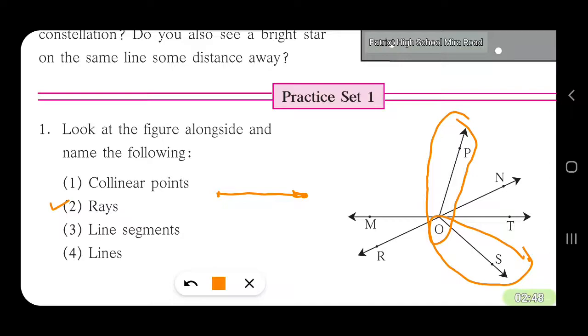And both OP and OS have origin O. Therefore, these are rays. So the rays are OP and OS. O will come first because this is the point of origin, and then P. You can call it ray OP and not PO. It is not ray PO, it is ray OP and ray OS.